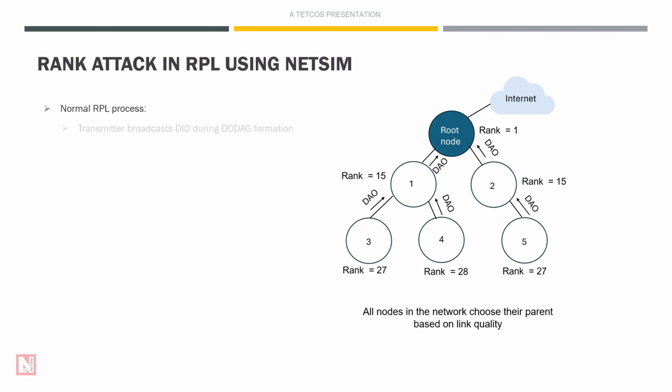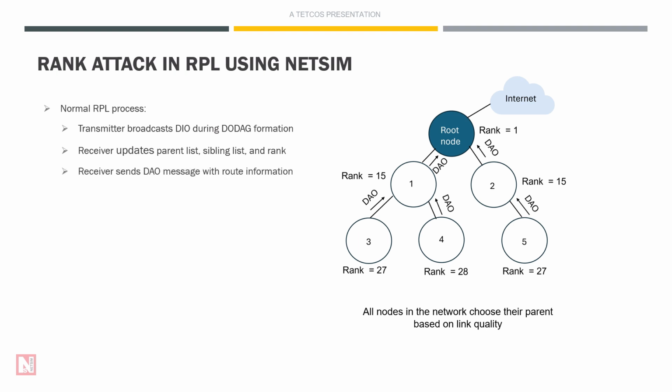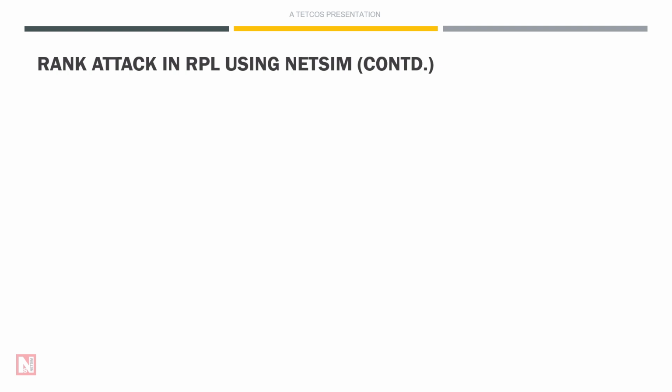When a network is being formed, the sender starts by broadcasting DIO messages. These are control packets that help nodes build the network hierarchy, known as the DODAG. Nodes that receive this message update their internal tables, choosing a preferred parent, identifying siblings, and recalculating their rank. Finally, the receiver sends a DAO message. This one carries routing information back up to the root, helping the network stay connected and informed.